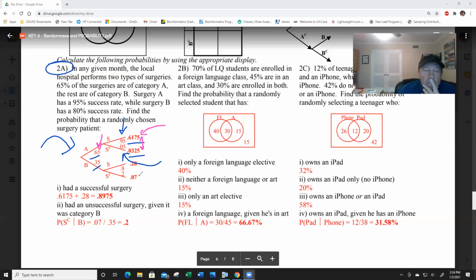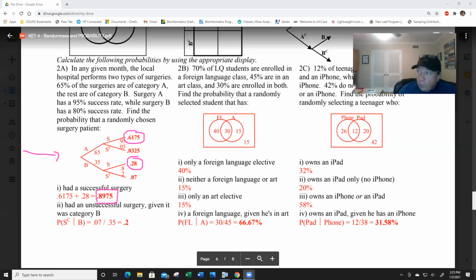Okay? And the same thing goes for B. B has got an 80% success rate. Okay? 20% not successful. And then you're going to multiply those through and you're going to get these 2 numbers. Okay? So the probability of a success. So that's going to take you 10 minutes. You probably got to stop the video and write that down. So this says had a successful surgery. So successful surgery would be this branch and this branch right here. So let's add those 2 up and you'll get 0.8975. Okay? Pretty cool?